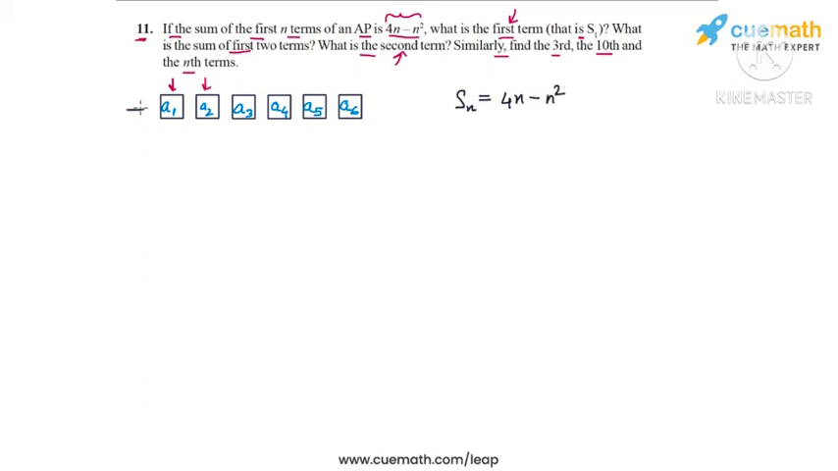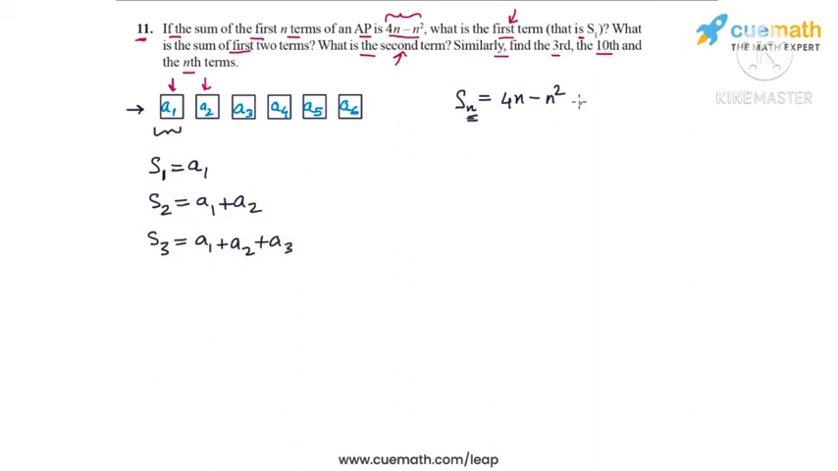Now if you observe this figure carefully, what do you think is the sum of just the first term? If you take only one term, what is the sum of the first term? That's only A1. So the sum of the first one term is the same as the first term itself, which means that if you substitute n equal to 1 in this expression, you will get the first term. Why? Because S1 is equal to simply A1, the first term. And then S2 will be equal to A1 plus A2.